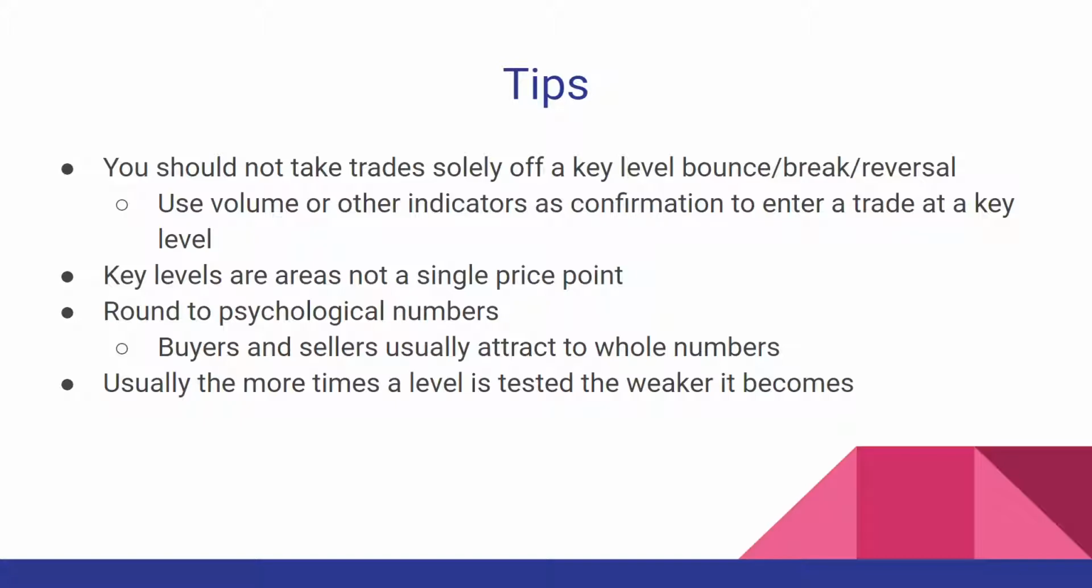If there's 250,000 sell orders at a resistance level, each time that price comes and fills some of those orders, the total order amount is getting smaller and smaller.